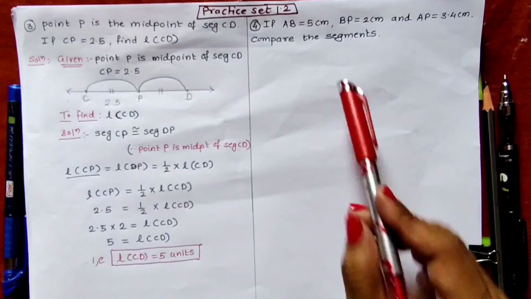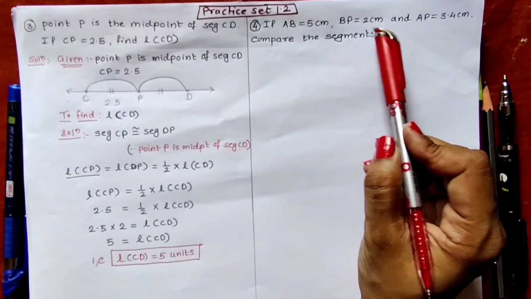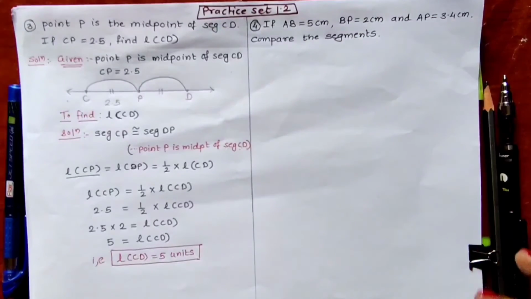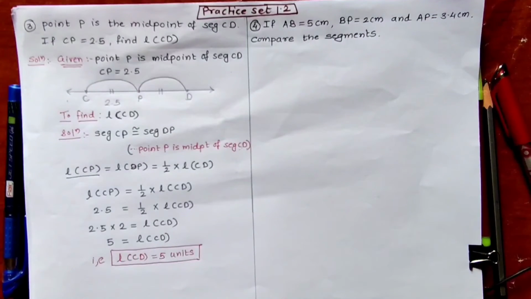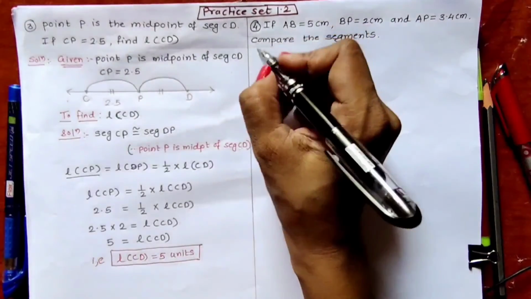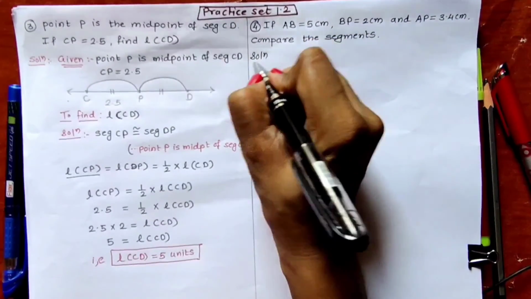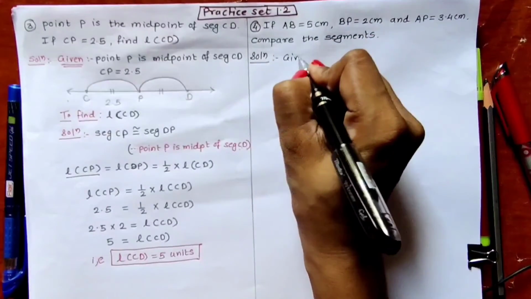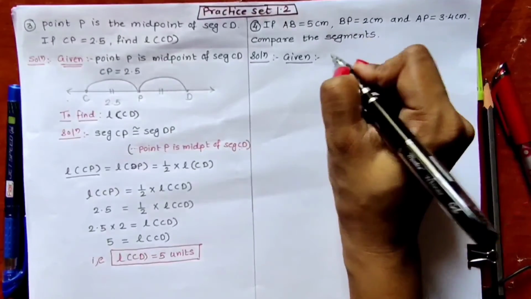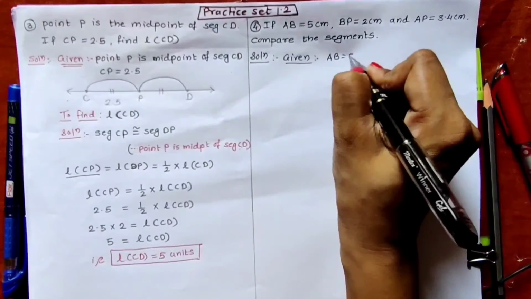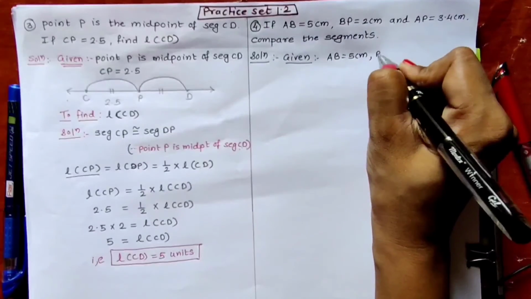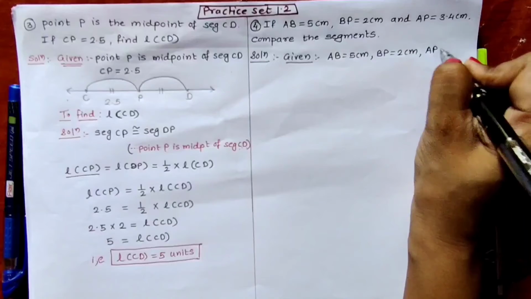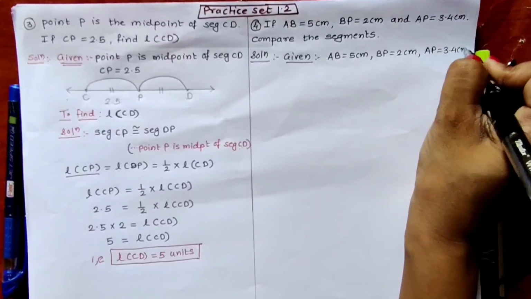Next is, if AB is equal to 5 cm, BP is equal to 2 cm, AP is equal to 3.4 cm, compare the segments. We have been given the lengths of 3 segments and we have to compare them. So solution, we will start by writing their measurements given. AB is equal to 5 cm, BP is equal to 2 cm, and AP is equal to 3.4 cm.